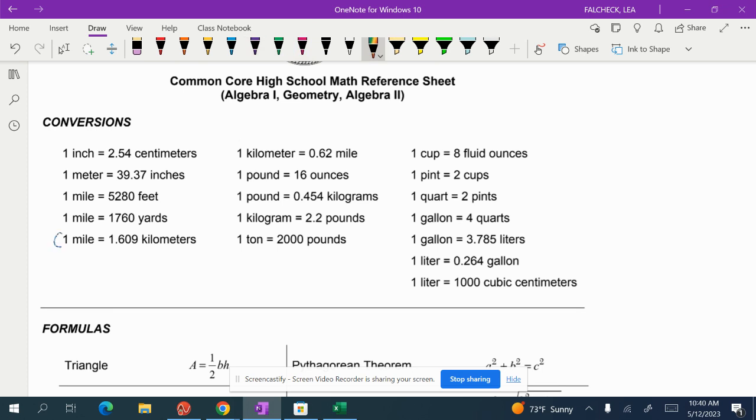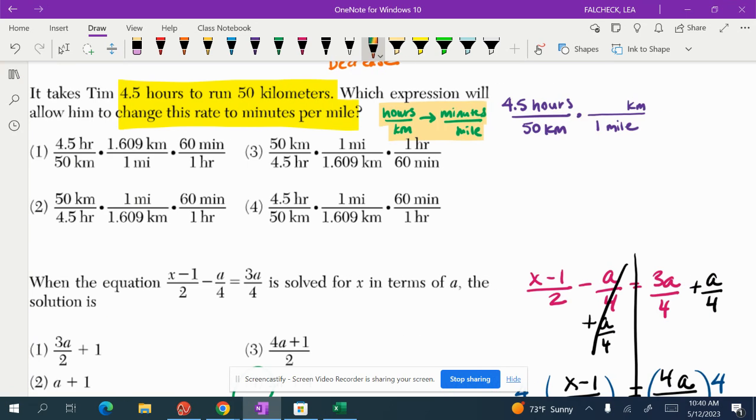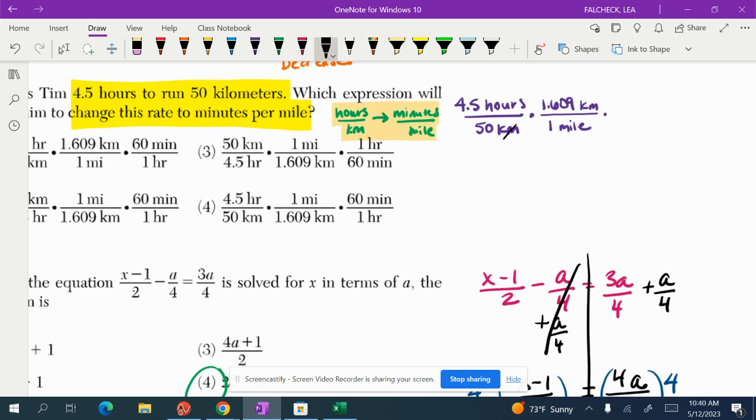All right, I've got 1 mile here and I got kilometers over there. Okay, so there are 1.609 kilometers in 1 mile. Okay, so those kilometers will cancel. I will be left with miles. Awesome, that's what I wanted.